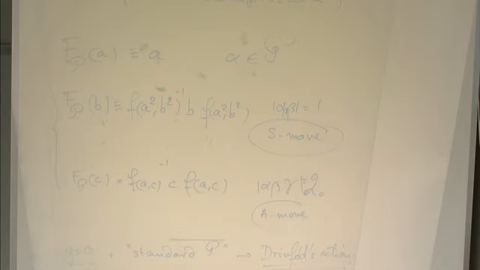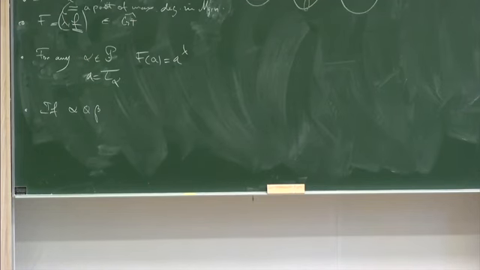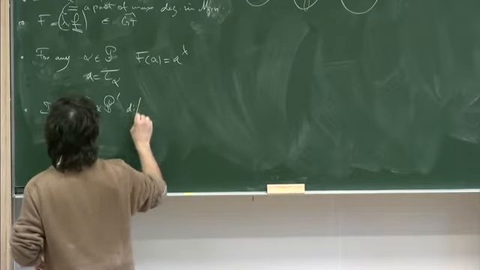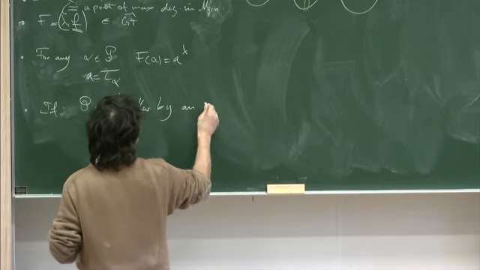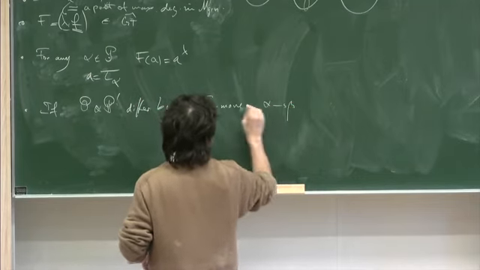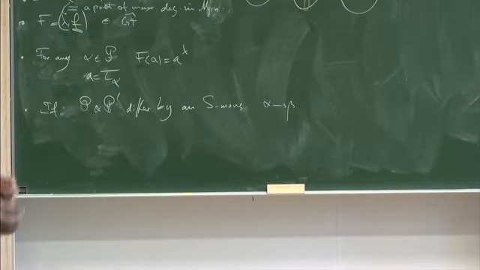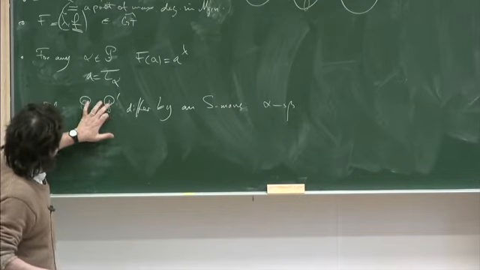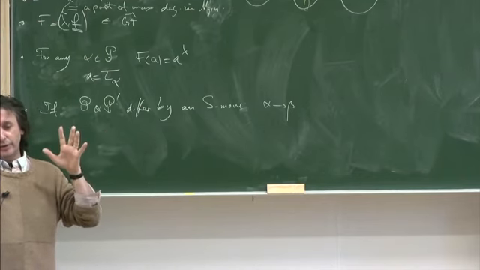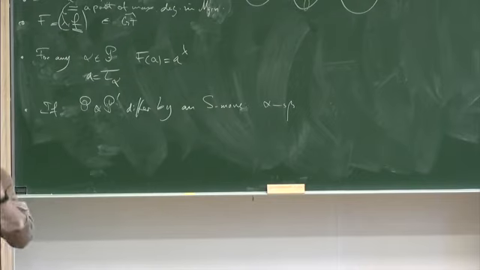So if A and B, now if alpha and beta, well, how do I say? If P and P prime differ by an S move, which maps alpha to beta. So if they differ by an S move, it means that the two maximal multi-curves, which actually are points of maximal degeneracy, differ by just one curve.